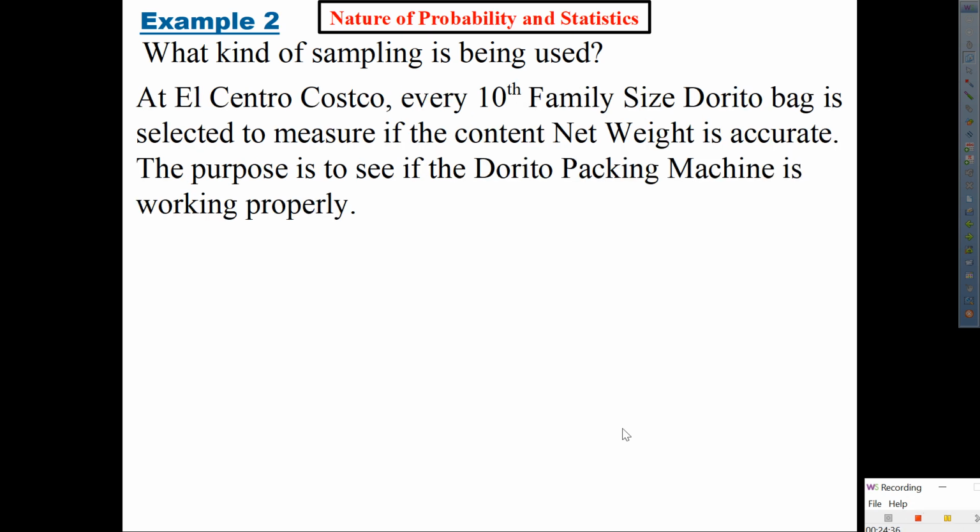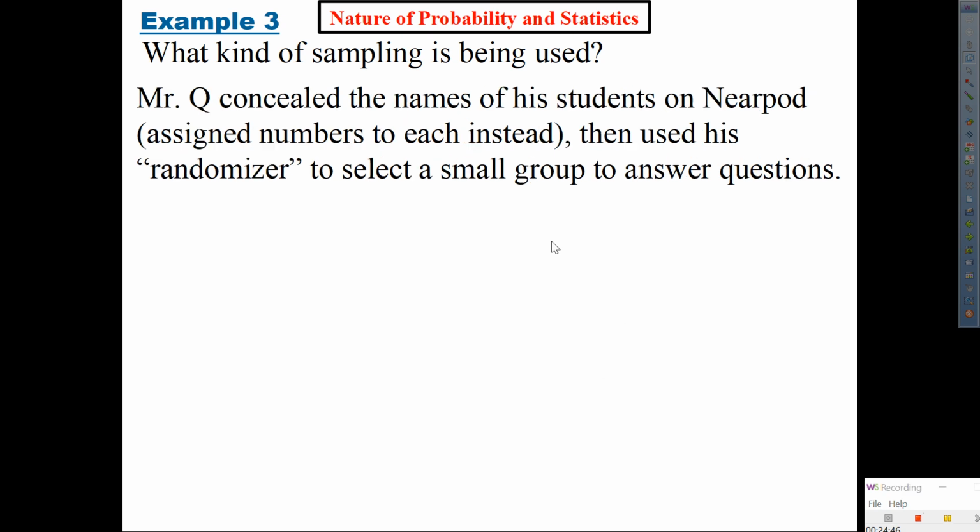Move right along. Here goes example 3. It reads, Mr. Q concealed the names of his students on Nearpod, which I usually do, and assigned numbers to each instead. Then used his randomizer to select a small group to answer questions. Tell your neighbor the type of sampling that is, please. What type of sampling?